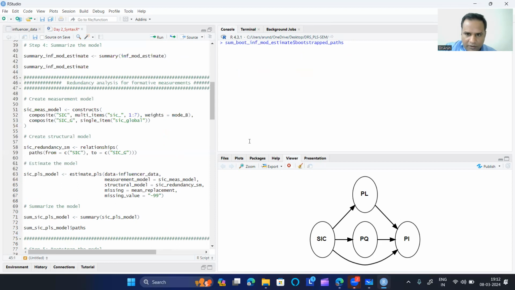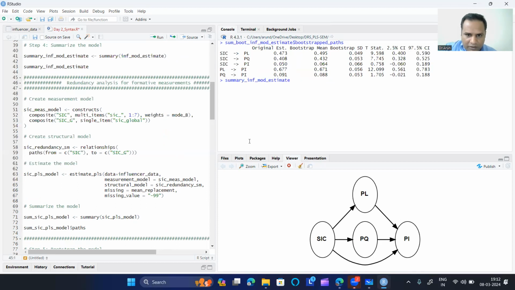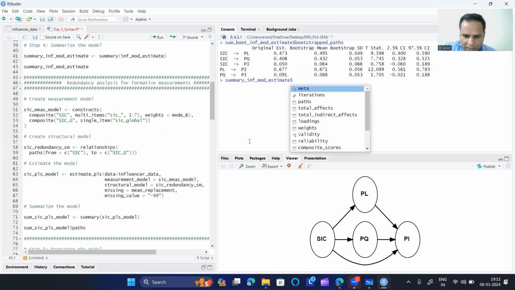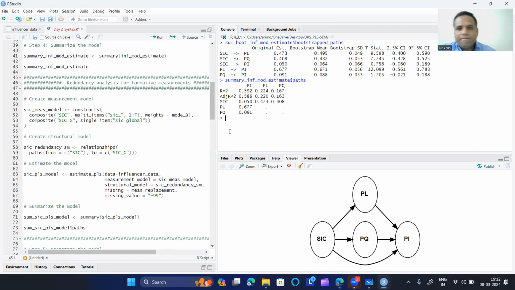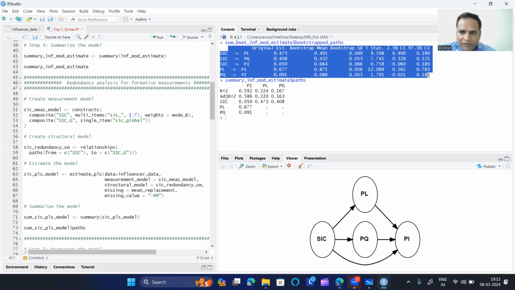Upper arrow key. This is path. This is a dollar sign, and here I will simply take path. So you can compare the path. And I said SIC and PI will not be significant. And here, see, this is not significant because 0 lies between the minus and plus values. And again, PL to PI is significant, and PQ to PI is significant. Okay. Now, these are the direct effect results.